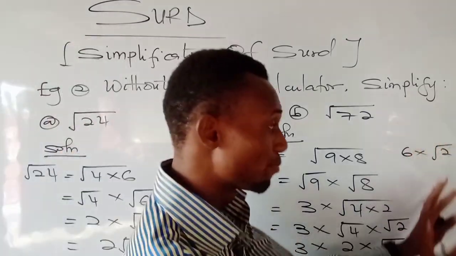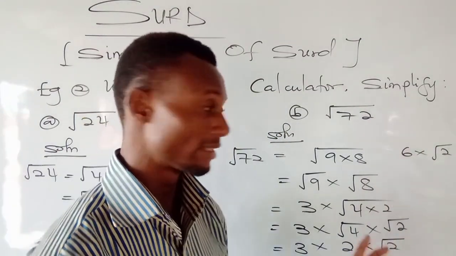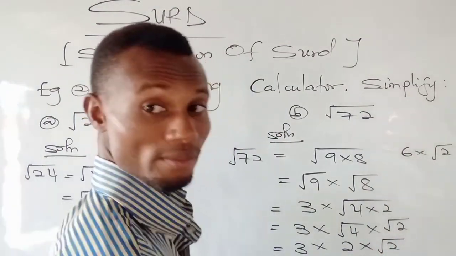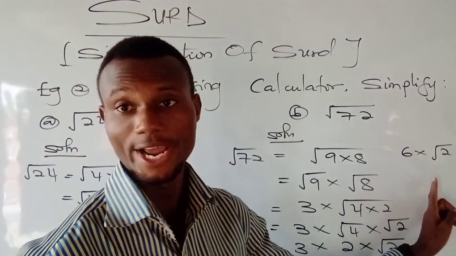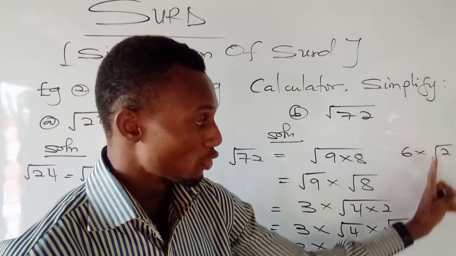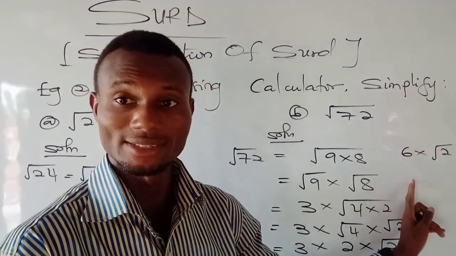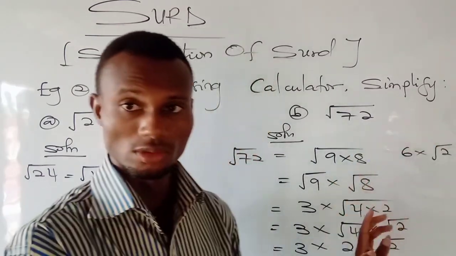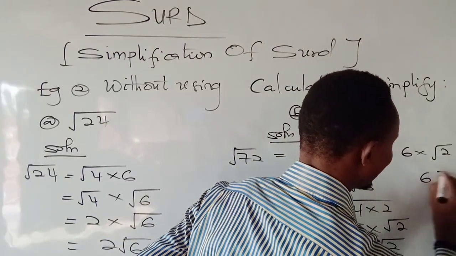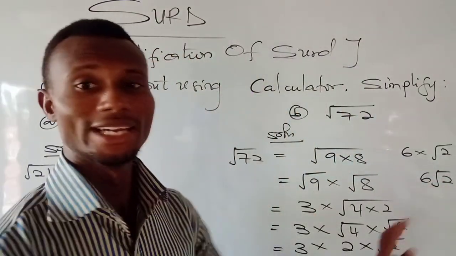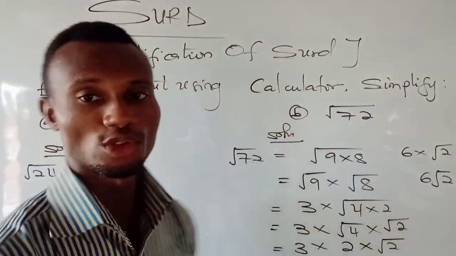Now let's simplify this one. I have 6 times root 2. We are multiplying. How does the multiplication happen? I've explained it from this side: this 6 multiplies the coefficient of the root 2. The coefficient of the root 2 here is 1. So 6 times the 1 is 6. So 6 root 2. Are you getting it? So we are going to get our final answer to be 6 root 2. So this is our final answer for simplifying the square root of 72.